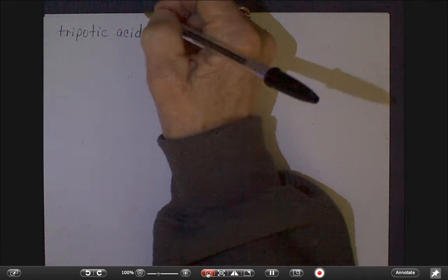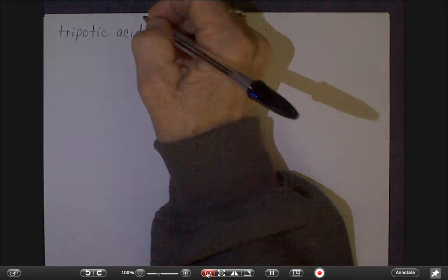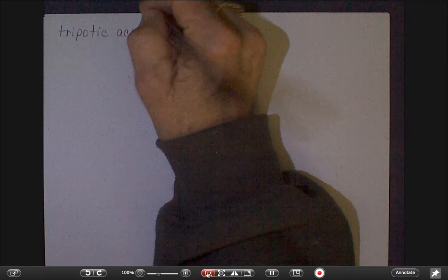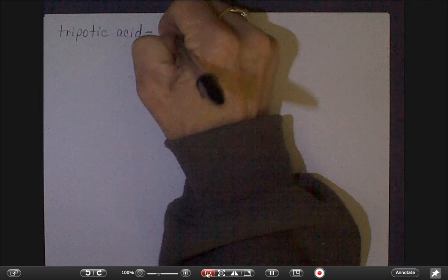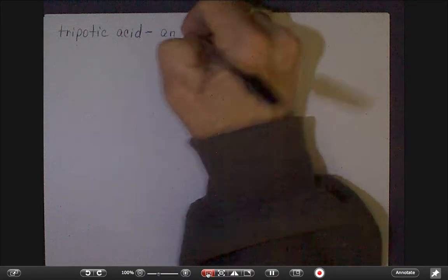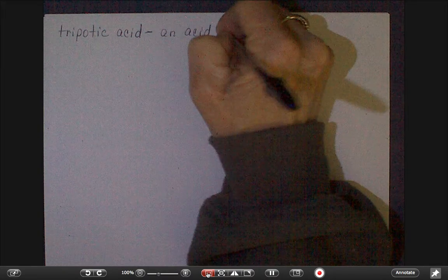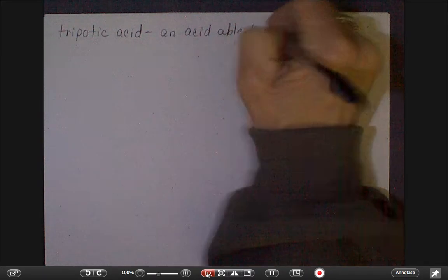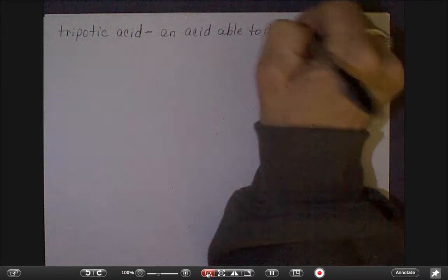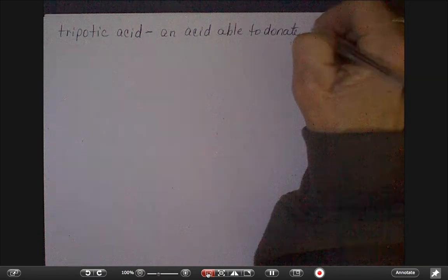Triprotic acid. What does the prefix tri mean? So how many ionization reactions will you see if it has 3? 3. An acid able to donate three protons per molecule.